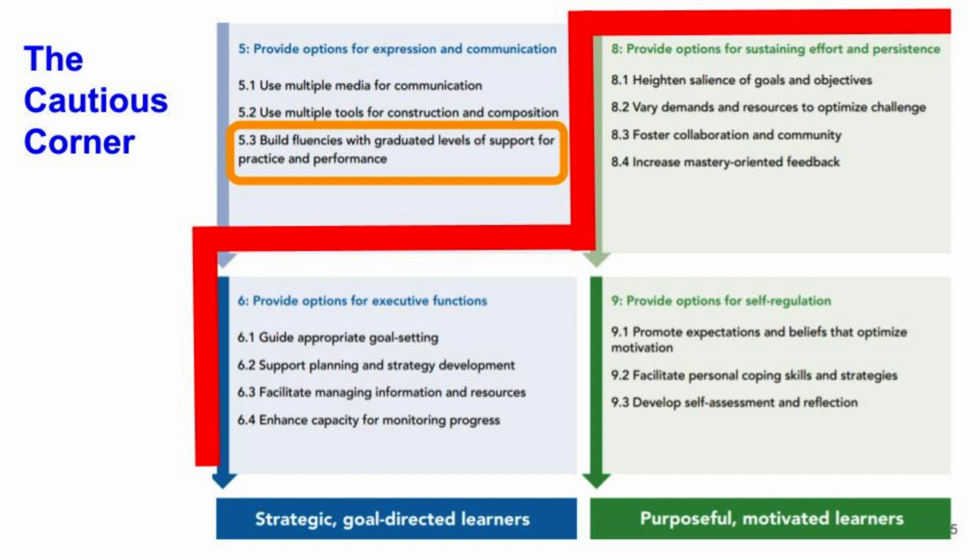So we need to be careful saying that our 12, 14, and 15-year-olds are able to do something just because we used I do, we do, you do. What you see in the Cautious Corner is the executive function challenges.